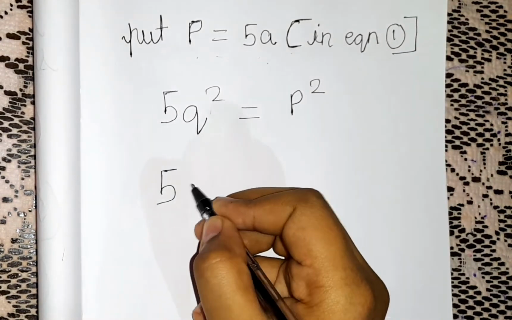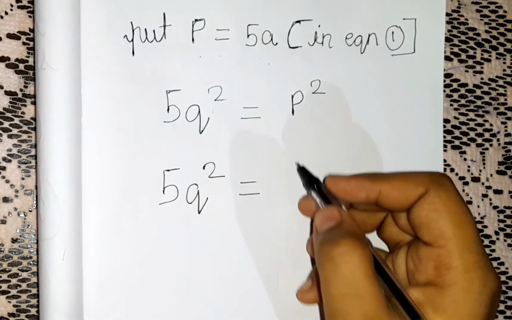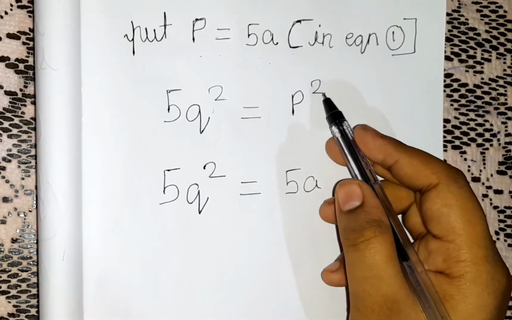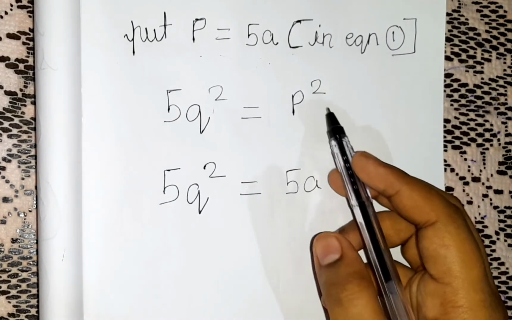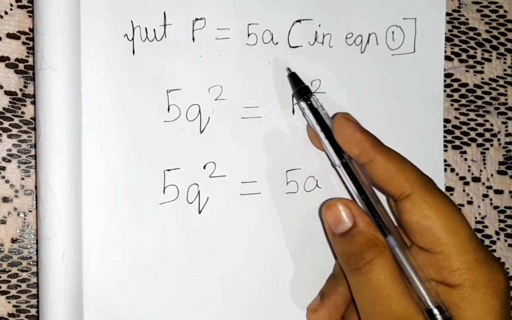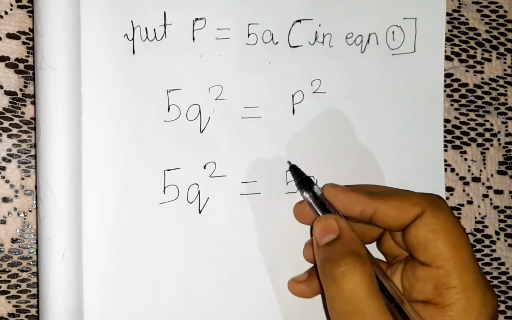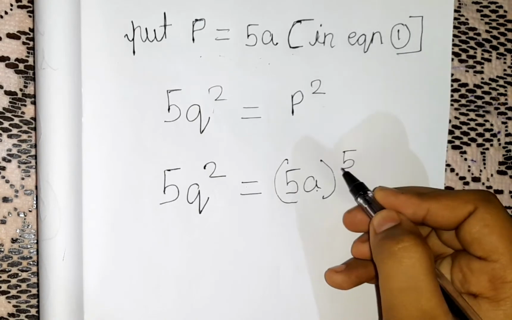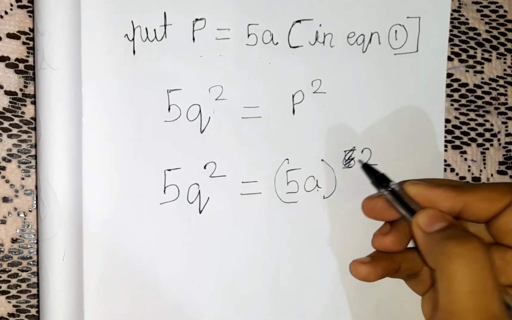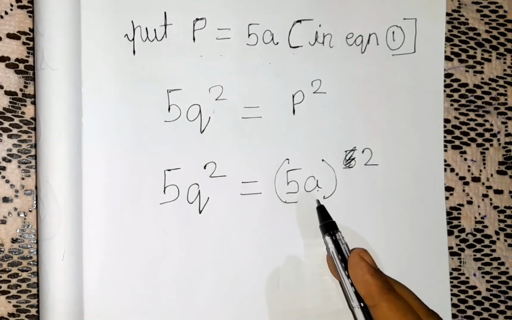Now let's write 5q square as it is, and then is equal to, instead of p we shall write 5a, and this 2 we shall write as it is, because here it is p square. Am I right? So we wrote 5a, and the square also belongs to this 5a. So here it is the whole square: 5a the whole square. The square belongs to 5 as well as a.